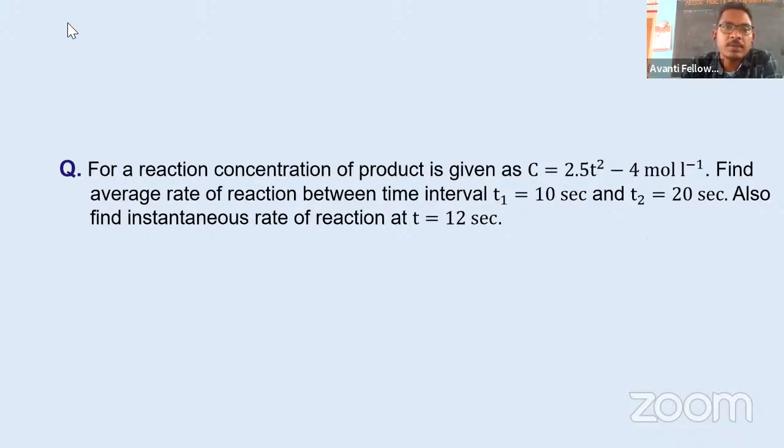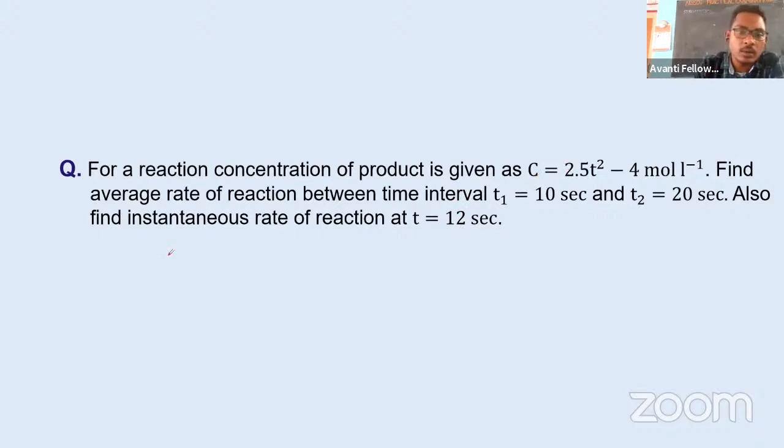So let me read the question. For a reaction, the concentration of product is given as C equal to 2.5 T square minus 4 mole per liter. Find the average rate of reaction between the interval T1 equal to 10 second and T2 equal to 20 second. Also find the instantaneous rate at T equal to 12. So now, what will we do?